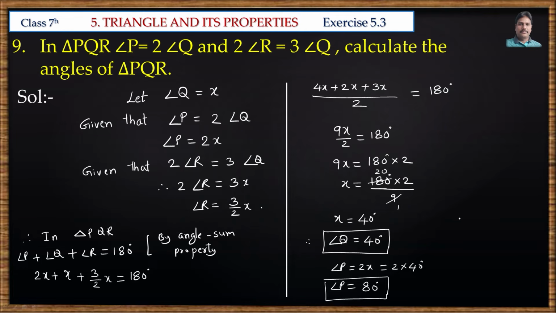And what is angle R? Angle R is equal to 3 by 2 x, that is equal to 3 by 2 into 40. 2 ones are 2, 2 twenties are 40. So angle R is equal to 3 into 20, 3 twenties are 60. So angle R is equal to 60 degrees. So this is the answer.